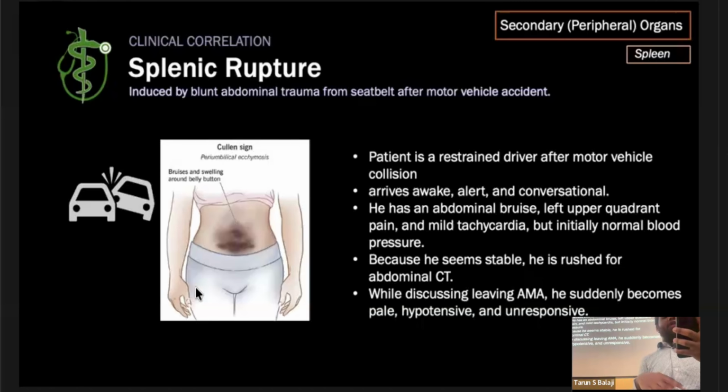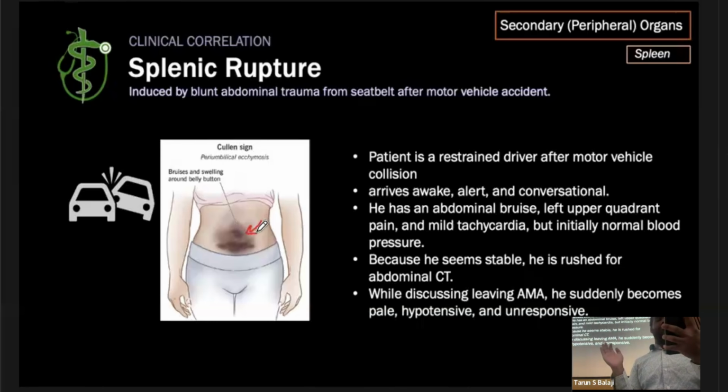On exam, the airway is patent, he speaks in full sentences. He is a little tachycardic, but that's fine. Blood pressure is like 120 over 80. Respiratory rate is 20. Everything's fine. But there's some bruising going on in his abdomen. Because he's still hemodynamically stable and sitting up and talking, they're rushing him into a CT scan.